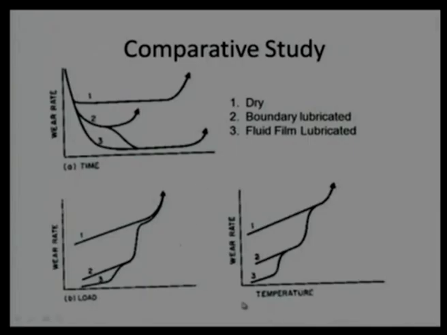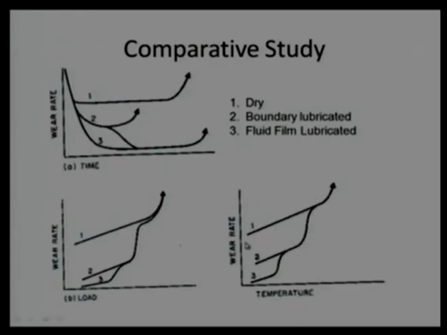Coming to temperature, which has more or less the same effect as load. As the temperature increases, we know that detachment from the surface will increase. Even for the chemisorption case, if the temperature is very high, then the rate of wear will increase because of more and more reaction with the surface. So, fluid film lubrication merges with boundary lubrication with increase in temperature, and beyond a certain temperature it merges with the dry case.